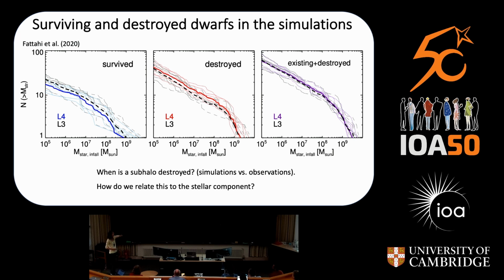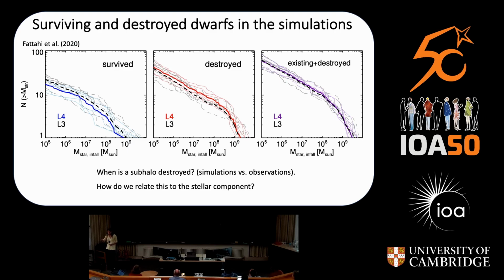There are two things to note. One is that there's a lot more scatter when you split up the survivors and destroyed. Each little narrow line is just an individual halo, and the thicker line is the average. The scatter is a lot tighter when you combine them as a prediction. Also, whether something is survived or destroyed in a simulation depends on the resolution of the simulation. So the two different lines are two different resolution simulations. When you combine these together, the resolution doesn't matter so much.